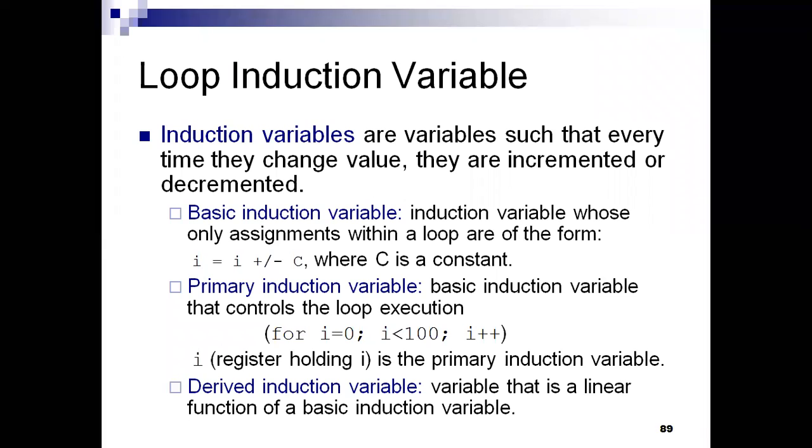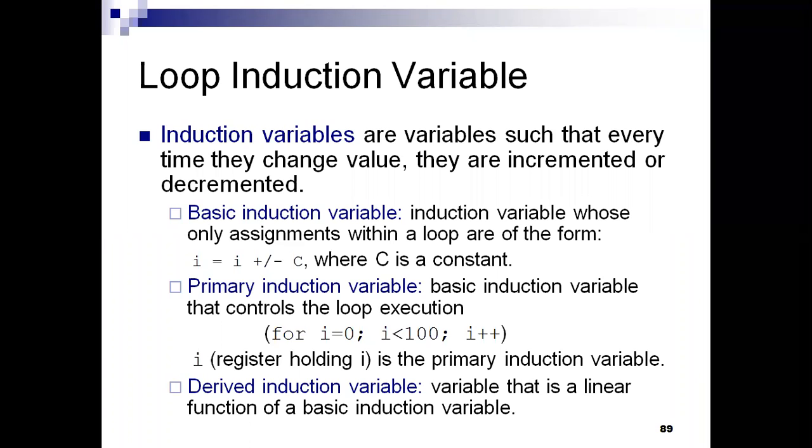While considering an induction variable, we have 3 types. One is a basic induction variable, the second is a primary induction variable, and the third one is a derived induction variable. A basic induction variable means we use an assignment within a loop, for example, I is equal to I plus or minus C, where C is a constant. Such statements can be called induction variables. Here I is an induction variable.